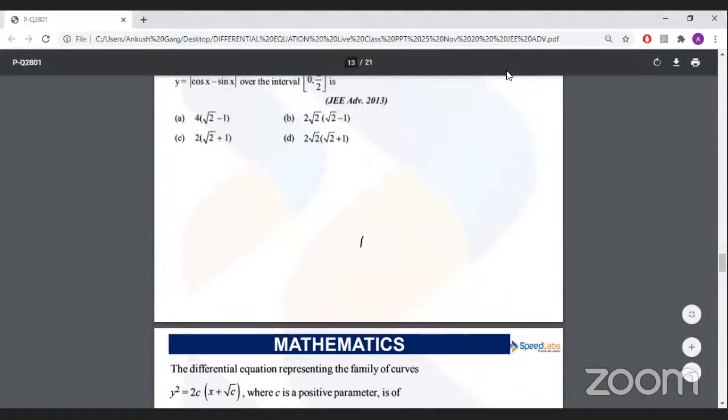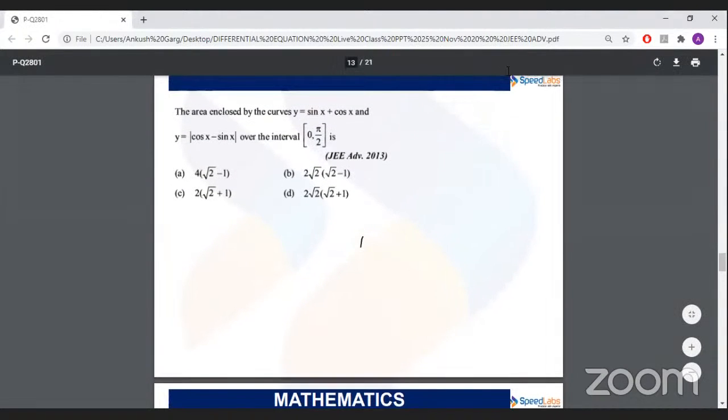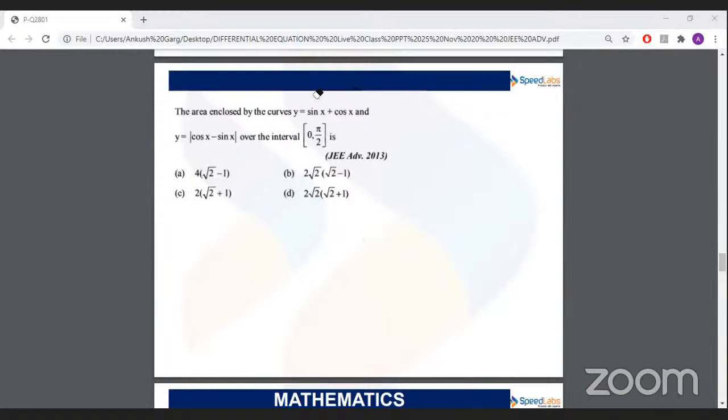What should we have next? Okay, so this question is again on area. The area enclosed by the curves y equal to sin x plus cos x and y equal to mod of cos x minus sin x, over the interval 0 to pi by 2. So in between 0 to pi by 2, you have to find the area enclosed by these two curves.